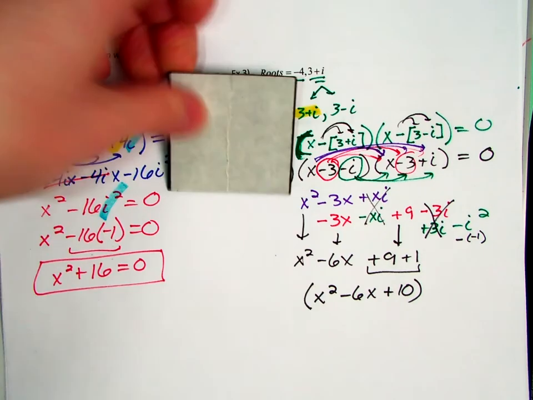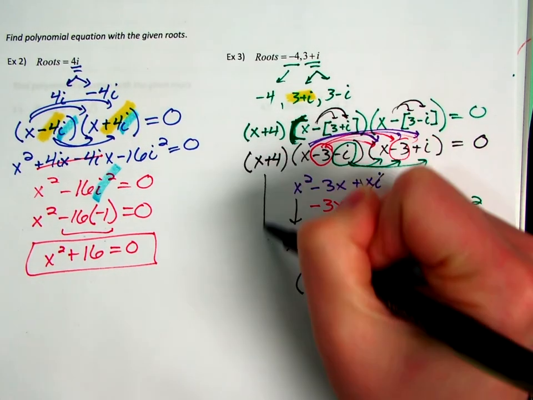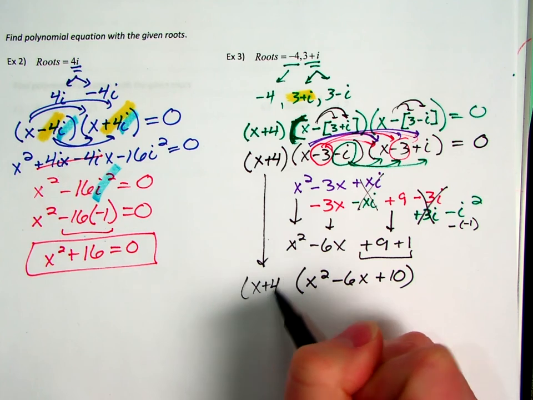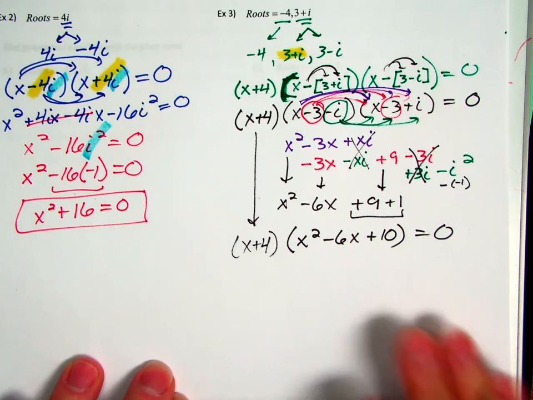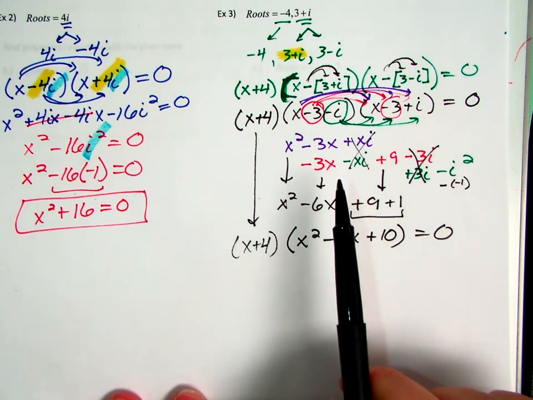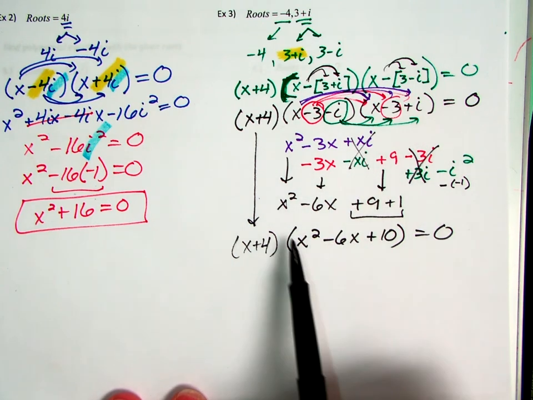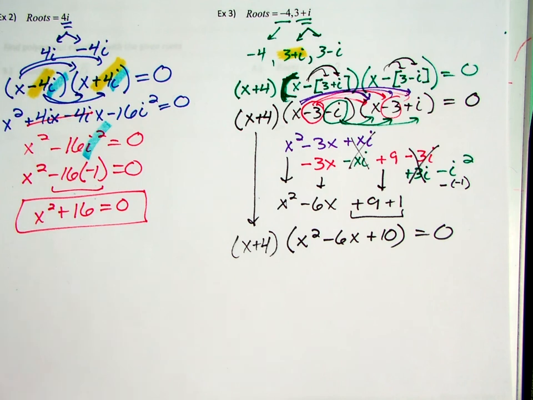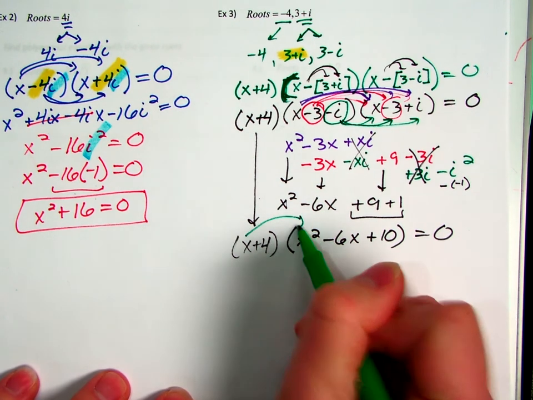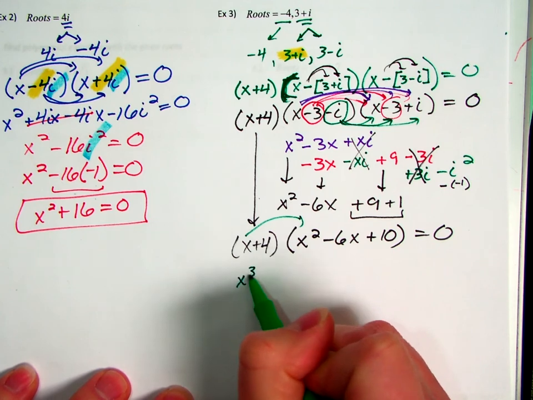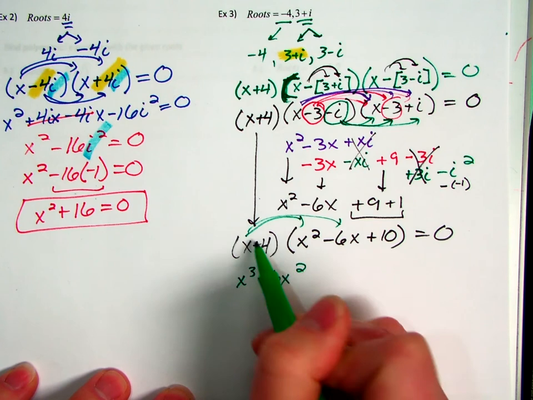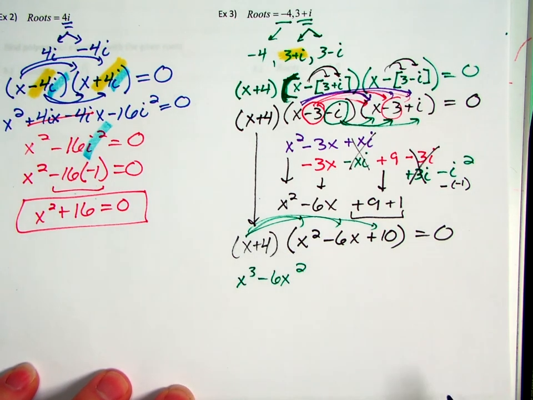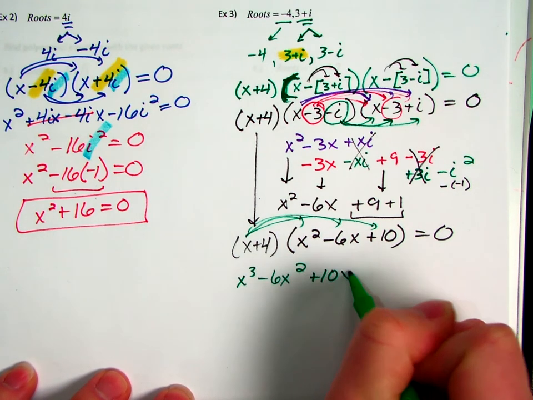And then don't forget that we had that x plus 4 to bring down. Now I need to distribute this out, and then I'll be done. But by multiplying this out first, we were able to eliminate a lot of terms to get it back down to a trinomial, making it easier to distribute out again. Okay, so now we're going to distribute our x in. So x times x squared would be x to the third. x times 6x is 6x squared. x times positive 10 would be positive 10x.